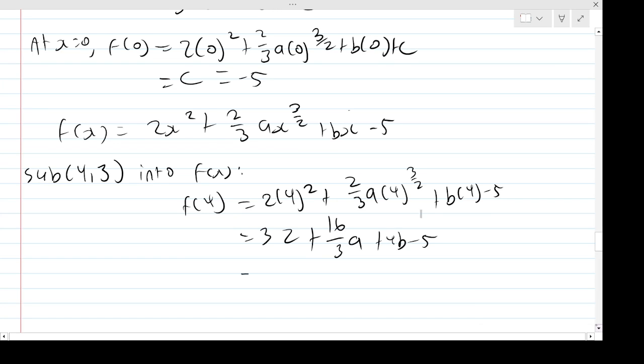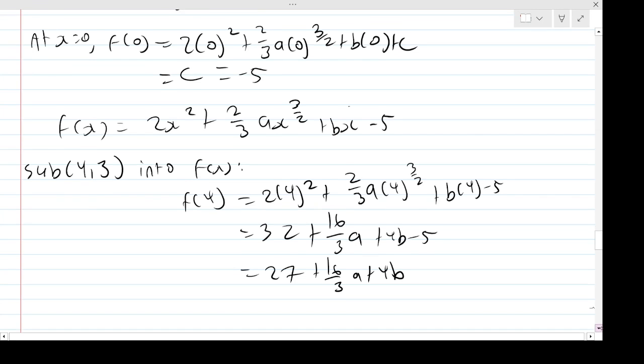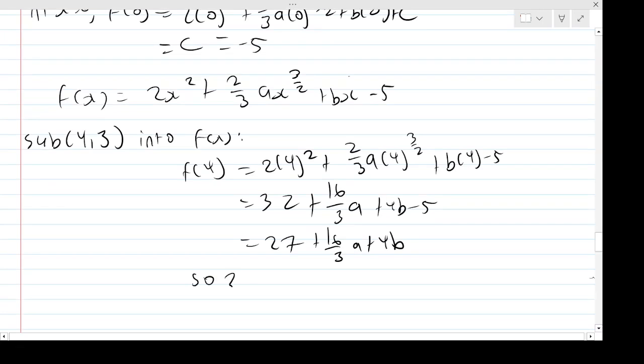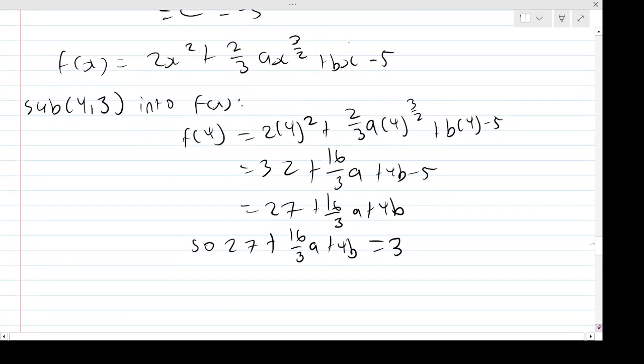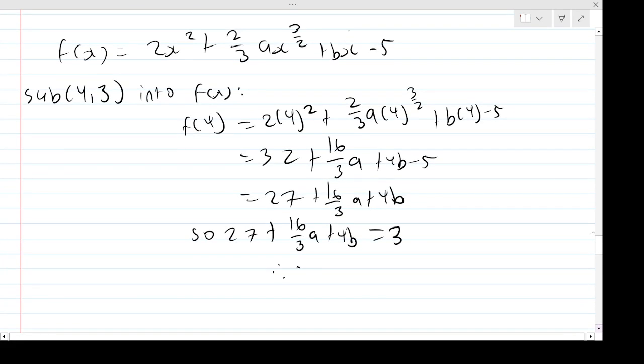Okay. And I can then also do 32 take away 5, so that'd be 27. Add 16 over 3a. Add 4b. Okay, and then the f of x, the y is 3, so this has to be equal to 3. So then I can say 27 add 16 over 3a add 4b equals 3. And then I can take away 27 from both sides. So I get 16 over 3a add 4b equals minus 24. Okay, and that's my second equation.